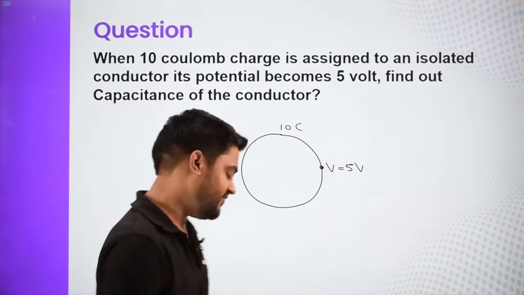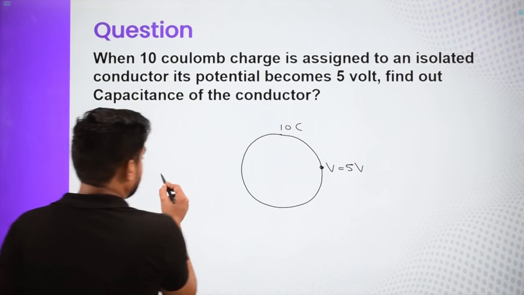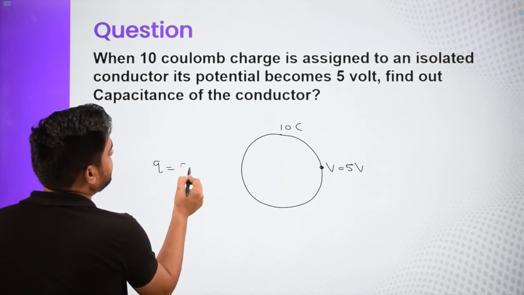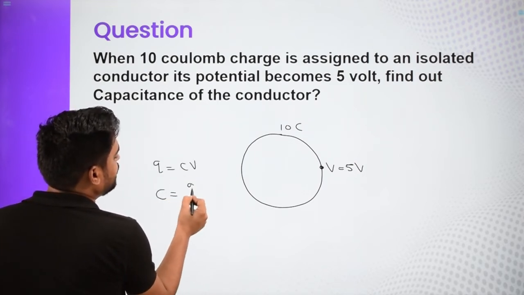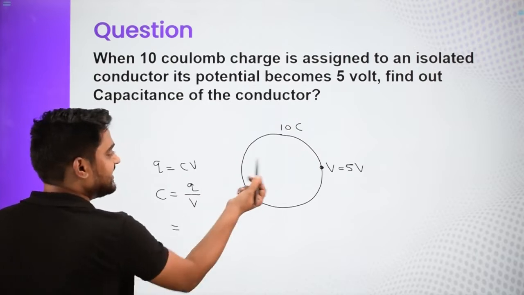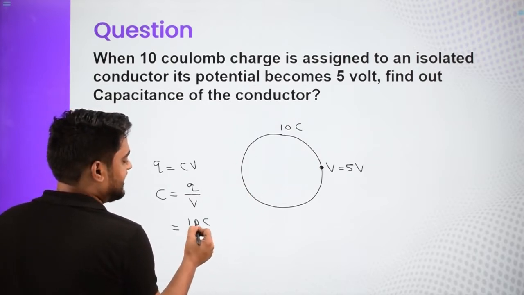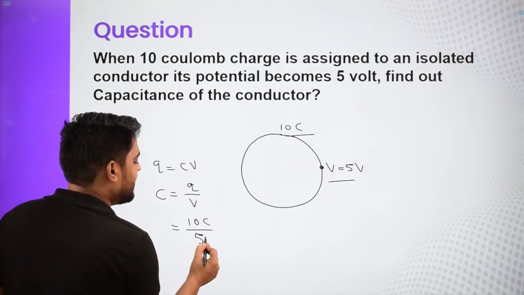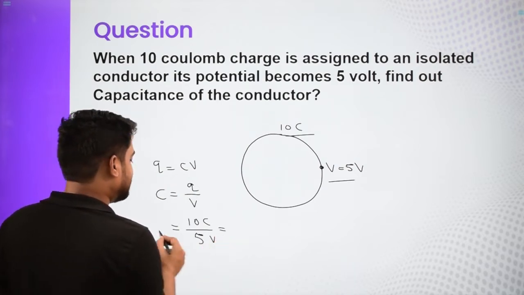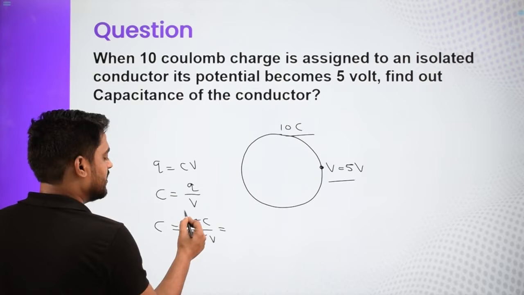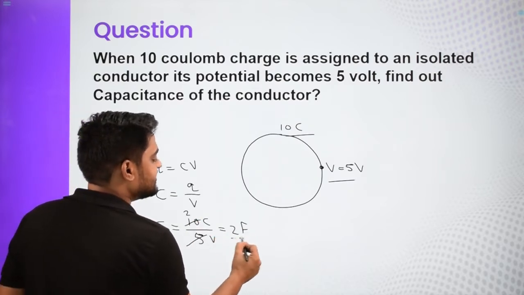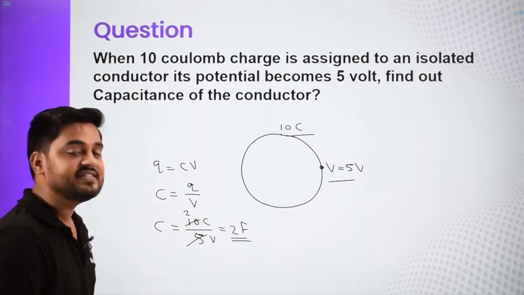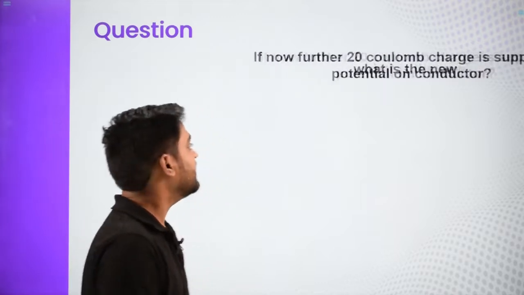We can simply apply the formula. We know that Q is equal to CV, or we can write C is equal to Q by V. Now the charge is 10 coulomb. Everything is in SI units. Divide by V, which is 5 volt. So basically we will get our capacitance as 2 farad. This is the SI unit. So the capacitance of the conductor is going to be 2 farad.